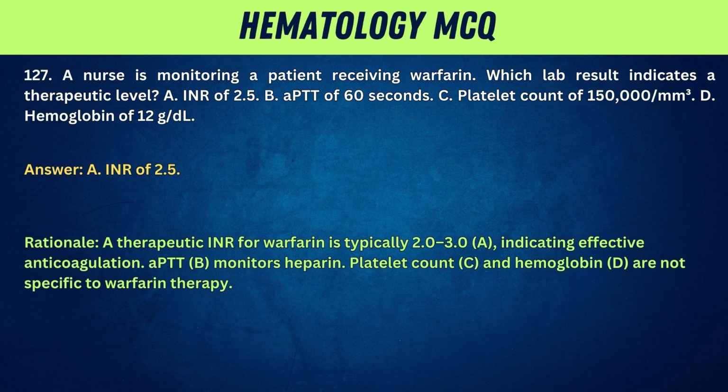Rationale: A therapeutic INR for warfarin is typically 2.0 to 3.0, A, indicating effective anticoagulation. APTT, B, monitors heparin. Platelet count, C, and hemoglobin, D, are not specific to warfarin therapy.